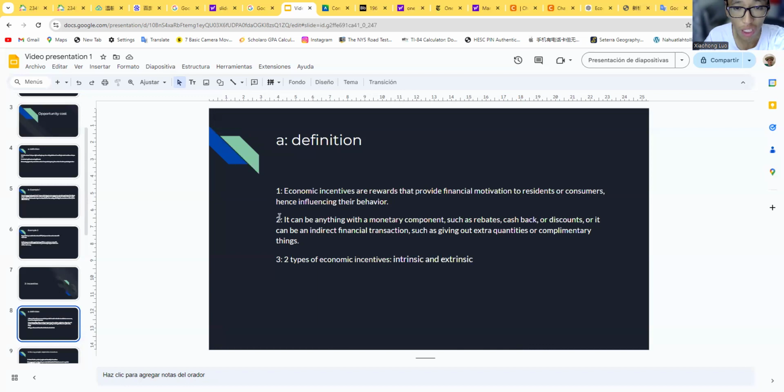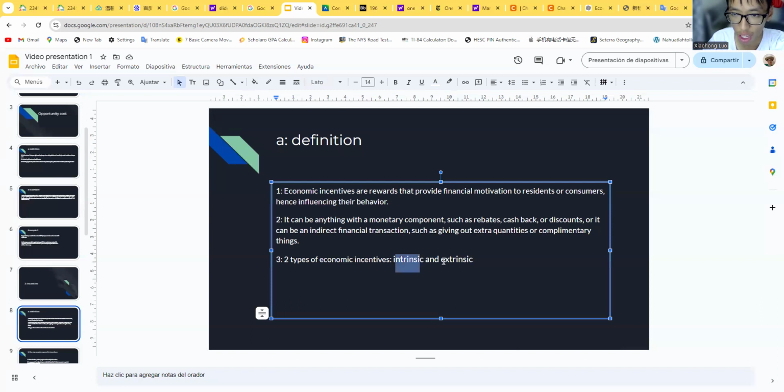The second point is that an incentive can be anything with a monetary component, such as rebates, cashbacks, or discounts. Incentives can also be indirect financial transactions, such as giving out extra quantities or complementary things. The third point is that there are actually two types of economic incentives, which are intrinsic and extrinsic.